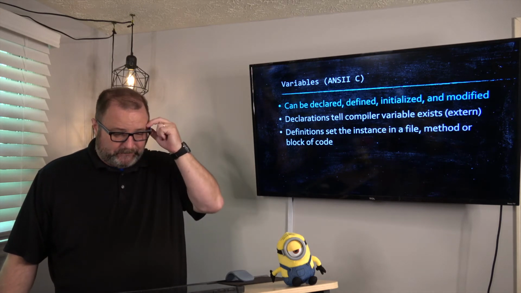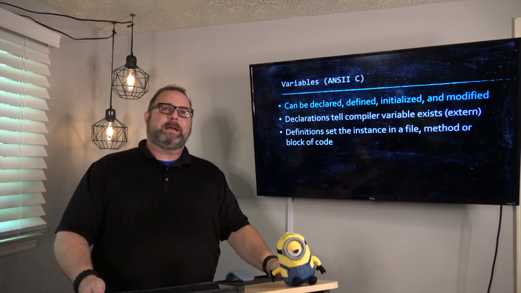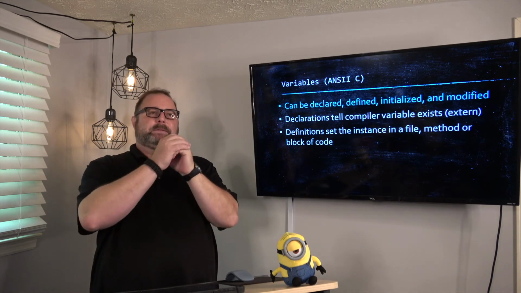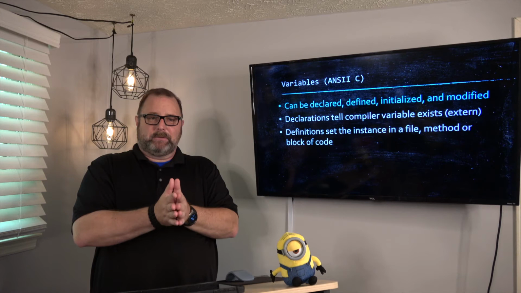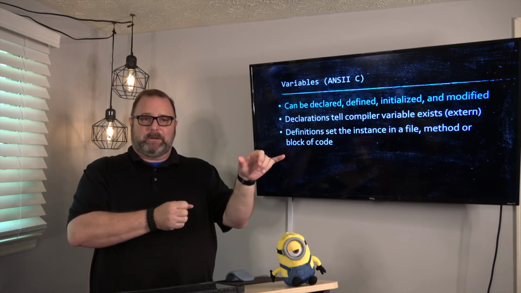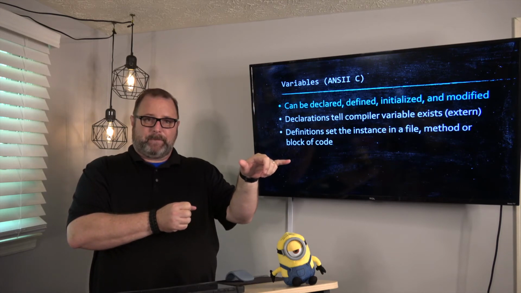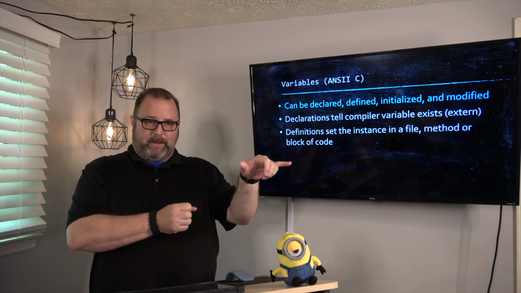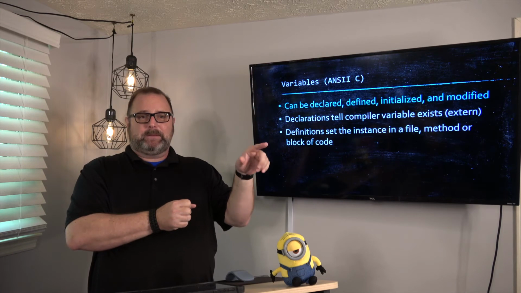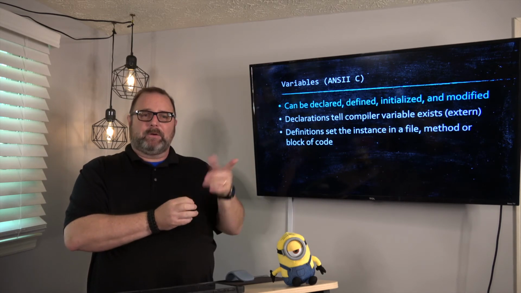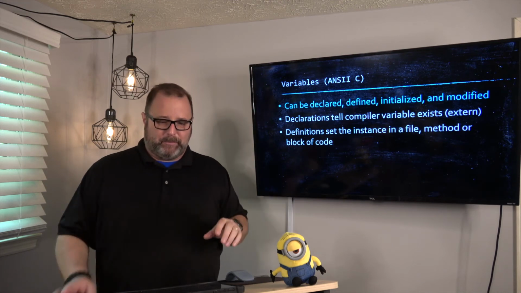Now, the definitions set the instance in a file, method, or block of code. So what that means is when I define a variable, what I'm really saying is, hey compiler or interpreter, go get me a chunk of memory, name it whatever name I just gave it. And then I'm either going to put a value into it or I'm going to put a value in later. If I say int x equals 4, I'm saying go get me an integer and put the value 4 in there. And we're going to really unpack that one in a bit.